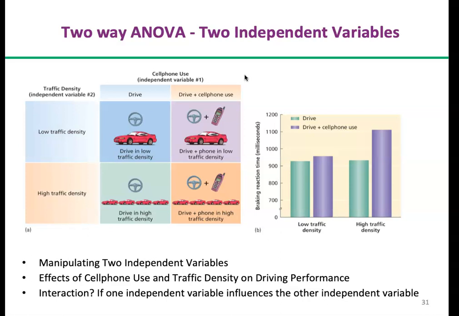So again, when you're doing a two-way ANOVA, or there's MANOVA when you have more, but anyways, when you have two independent variables, you're looking for not just measuring the two pieces, not just measuring cell phones or measuring traffic, you're looking if there's an interaction of the two.